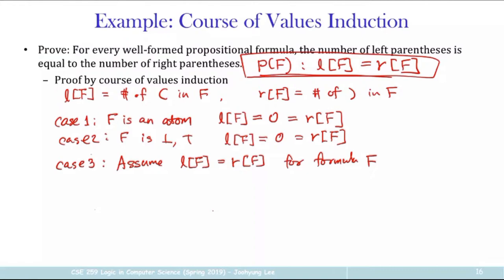Now, what we want to prove, the goal, let me just copy the goal here, it's not yet proven, but what we want to show is that this new formula that precedes the negation also has the same number of left and right parentheses. So this is the goal that we want to prove. Note here that this is P of F, and this is P of not F. So we assume that the property holds for F, and then use that to prove that not F also has the same property. So this goal is not yet proven. So how do we prove it?